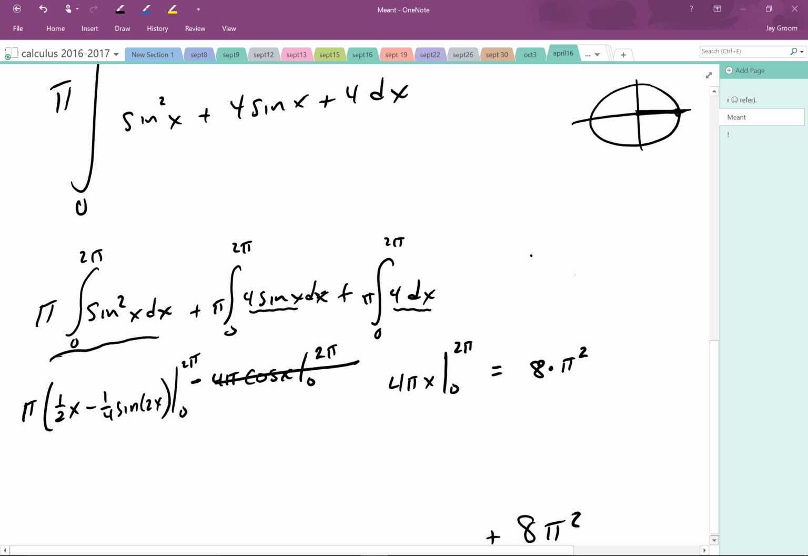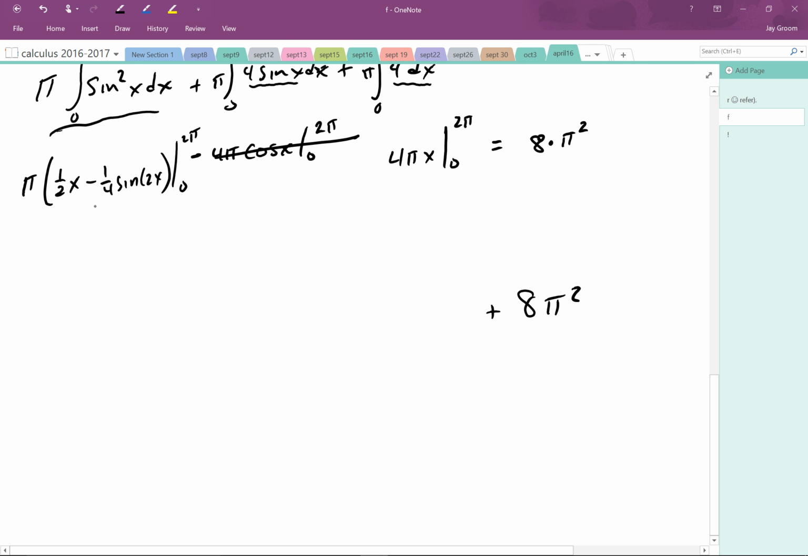Now, let's throw in the 2 pi, shall we? So it's going to be pi. So there's a half times 2 pi. I'm going to do this next part in my head. Is that okay with you? So what is 2 pi times 2? 4 pi. What is the sine of 4 pi?